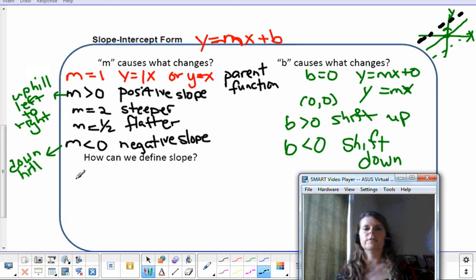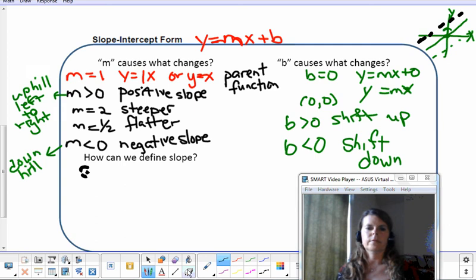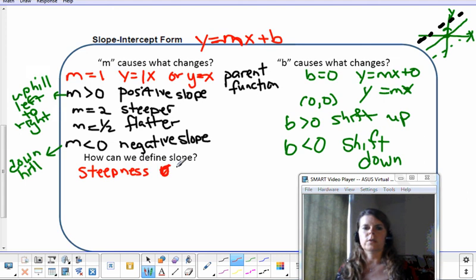Okay, how can we define slope? There's lots of different ways to define slope. Hopefully you're saying it's the steepness of the line. Like if you're going skiing, you want either a steep slope or a less steep slope. It's the steepness of the line.